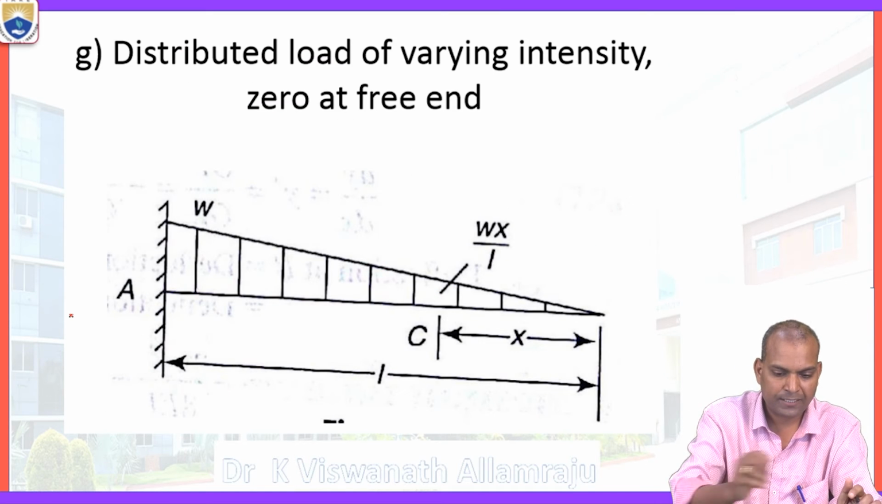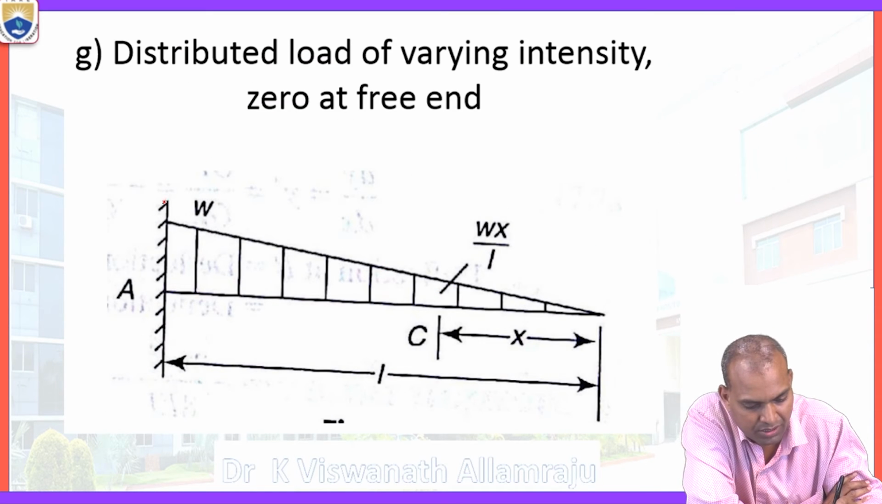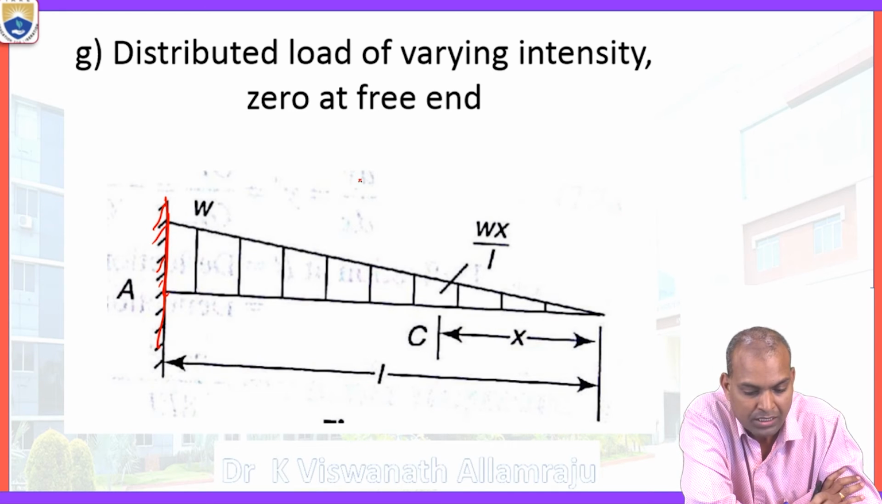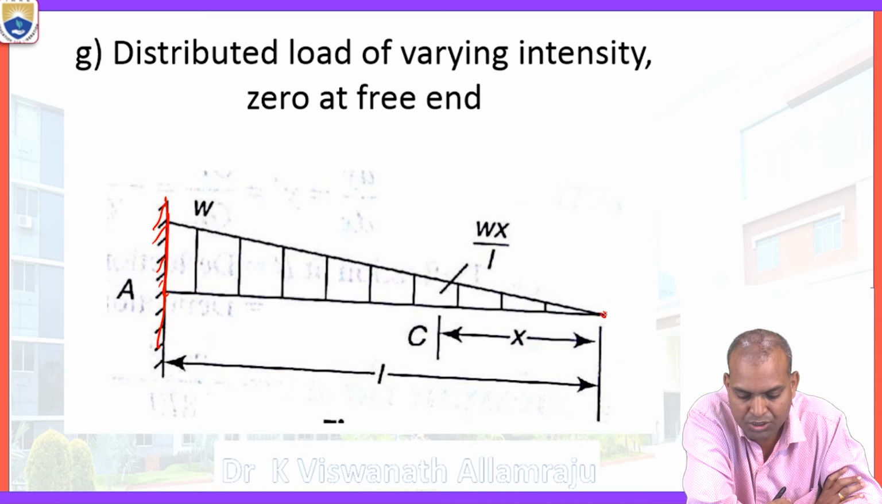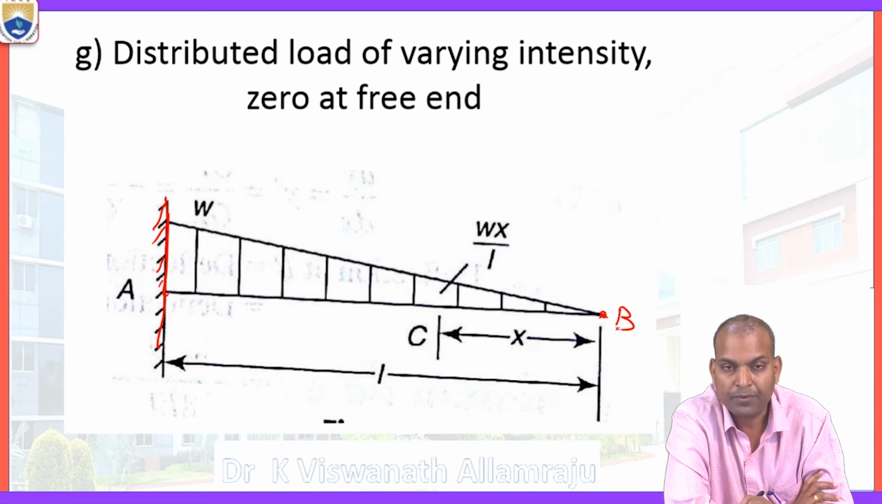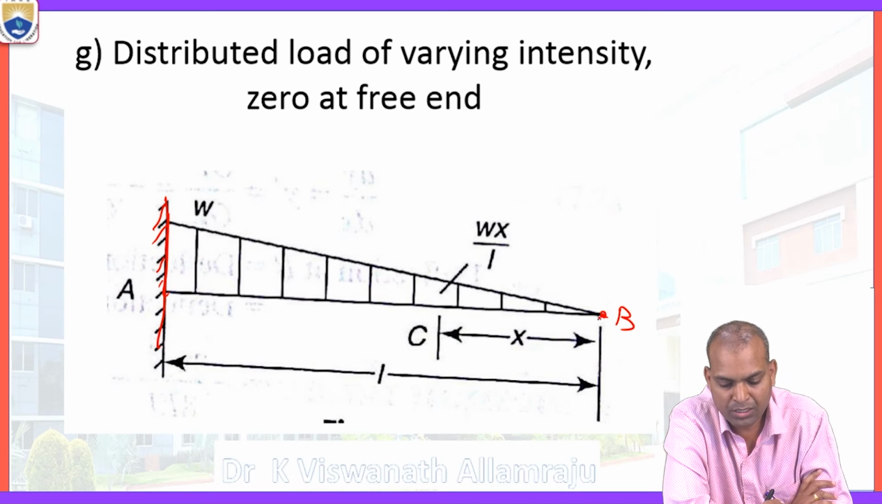Now the final case is that the cantilever beam is subjected to UVL, uniformly varying load. This uniformly varying load is at zero intensity at the free end, point A. That's why the origin is point B. From that we consider the section X.